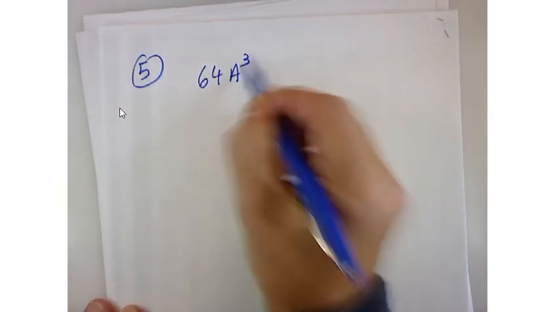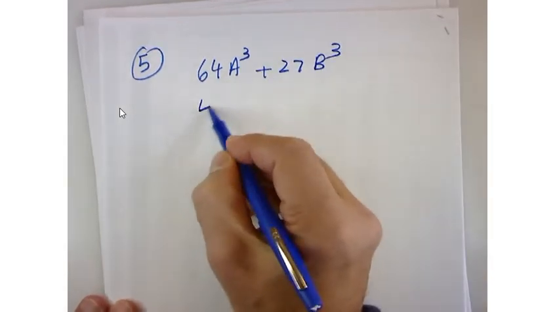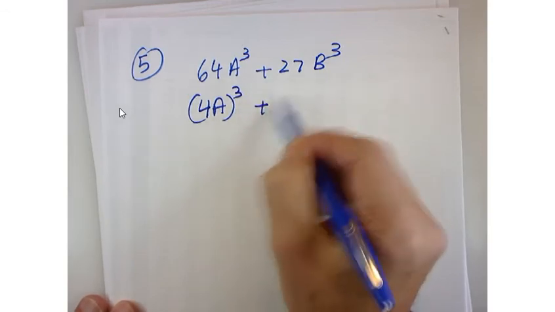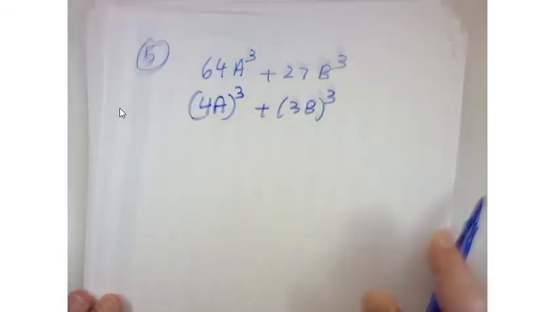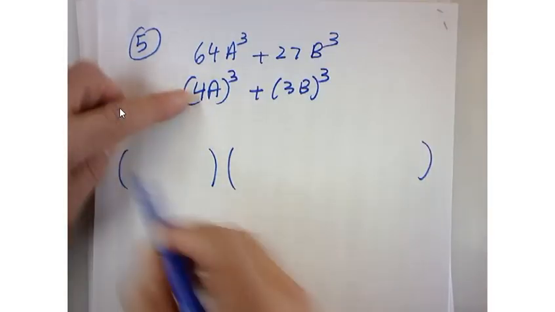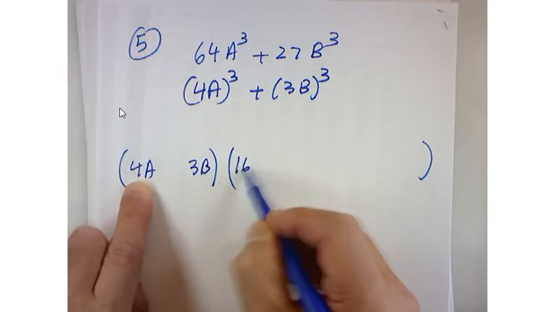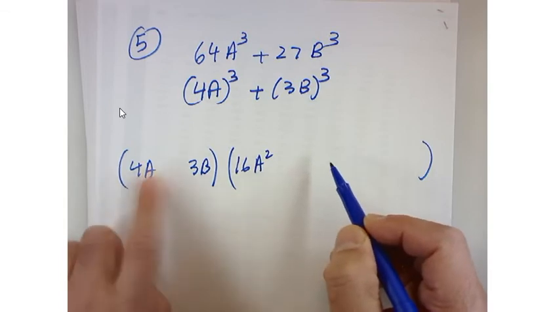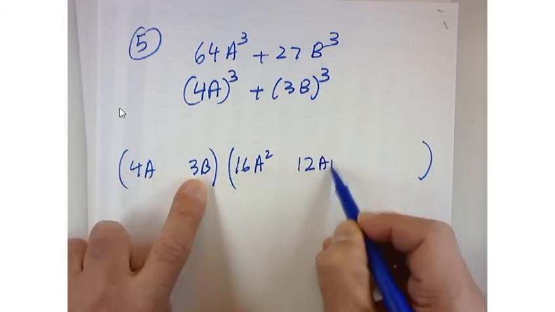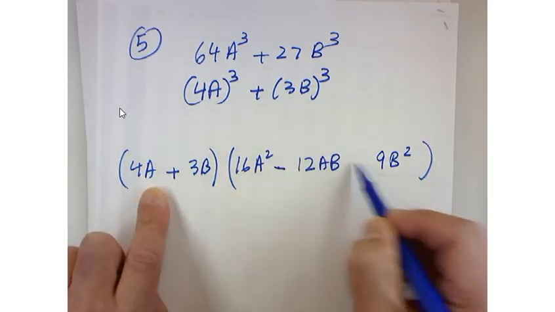Example 5. 64a cubed plus 27b cubed. If you cube root 64, you get 4. If you cube root 27, you get 3. So you write it in the a cubed plus b cubed form. Again, binomial times trinomial. You write what you see. You square. So you square the 4, you square the a. You multiply. 4a times 3b is 12ab. You square the 3, you get 9. Same as this, opposite to this, and always plus.